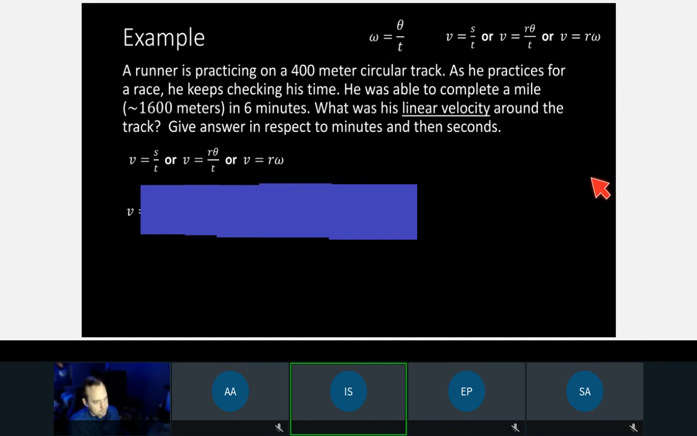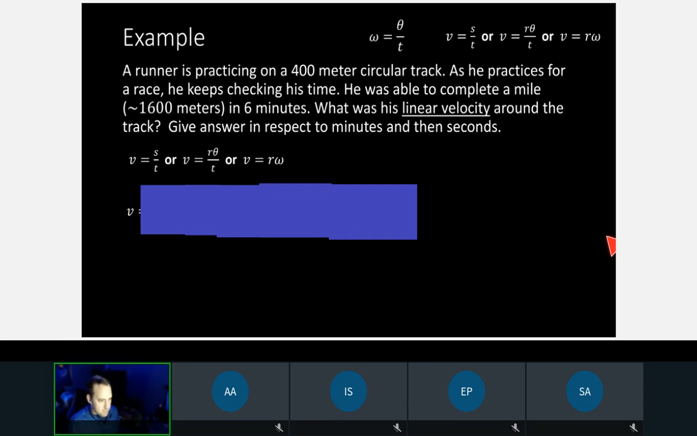A runner is practicing on a 400-meter circular track. As he practices for a race, he keeps checking his time. He was able to complete a mile, about 1,600 meters, in 6 minutes. What is his linear velocity around the track? Give the answer with respect to minutes and then seconds.